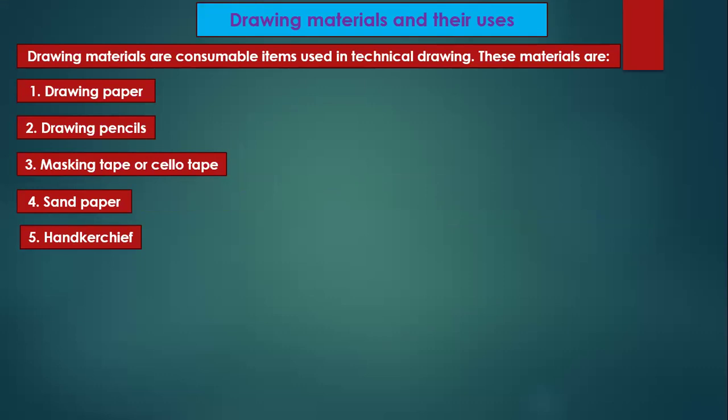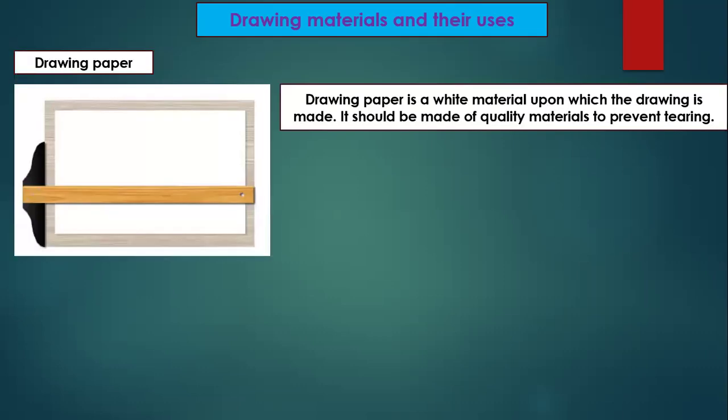The materials are: one, we have drawing paper, we have drawing pencils, we have masking tape or sellotape, we have sandpaper, then we have handkerchief. Those are the materials that we use in technical drawing. Now let's look at the uses of each of these drawing materials and also with their diagrams. We start with drawing paper.